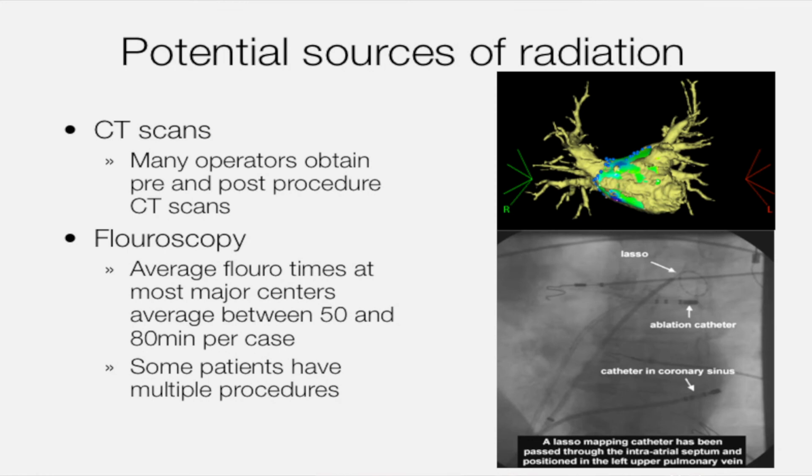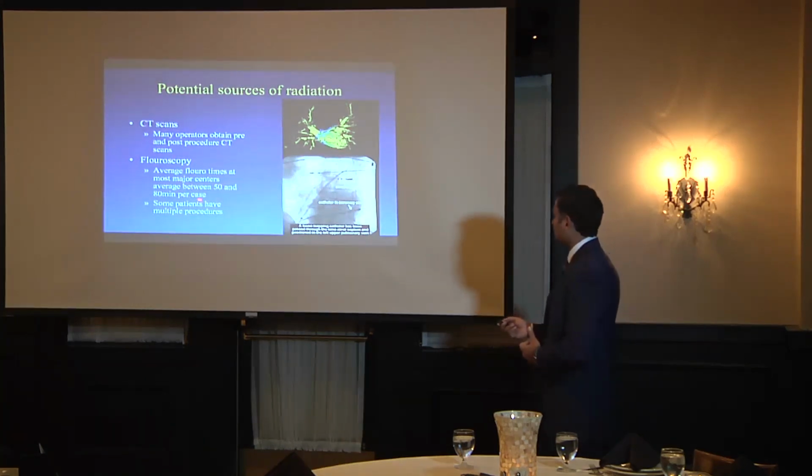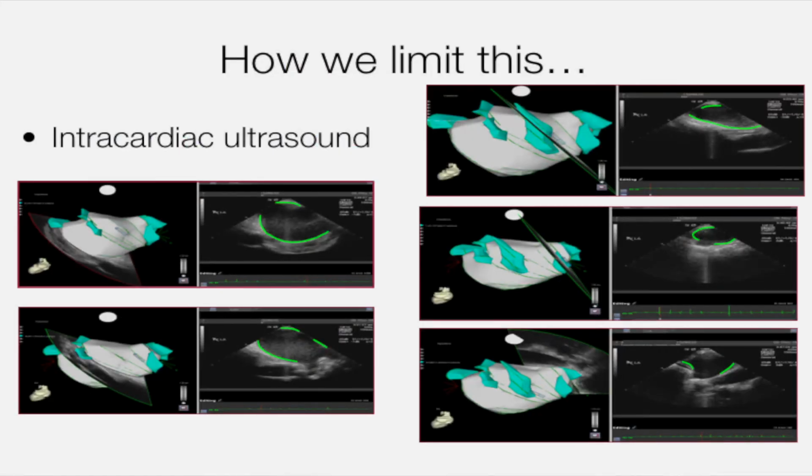So there's several sources of radiation. How do we minimize radiation during our AFib ablations? Many of these patients are quite young. They need more than one procedure, and there is quite a bit of radiation associated with this. CT scans, many centers obtain a CT scan before the procedure and then one after the procedure. Fluoroscopy, the average fluoro times in most major centers are between 50 and 80 minutes per case. And some patients, like I said, have multiple procedures.